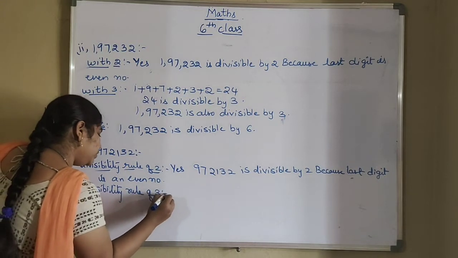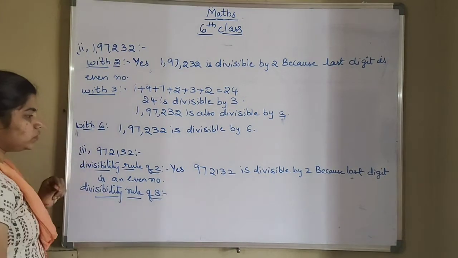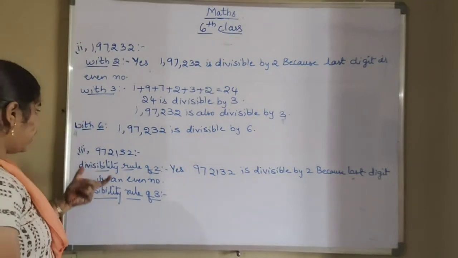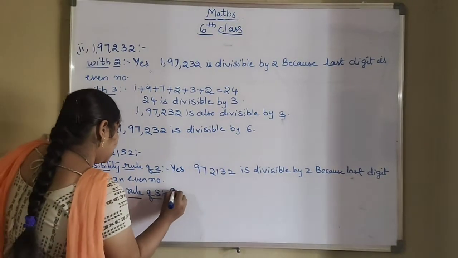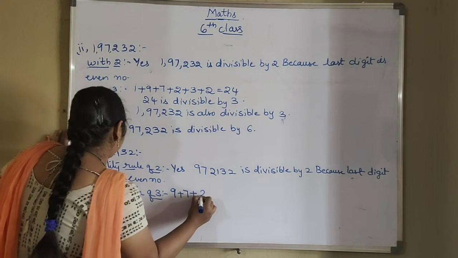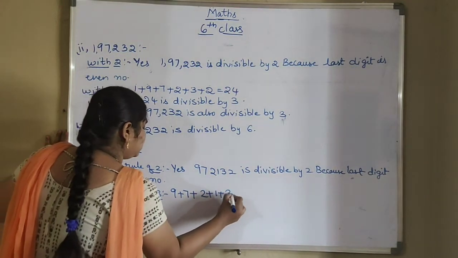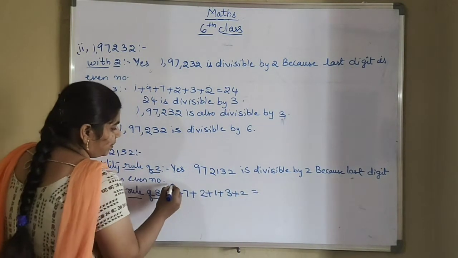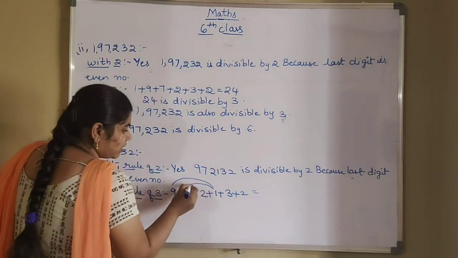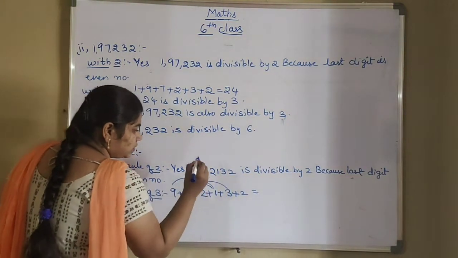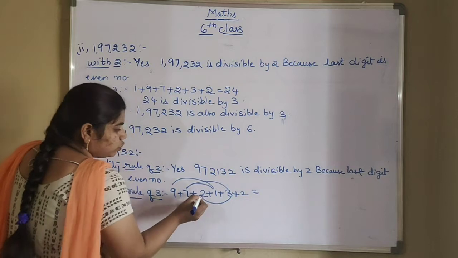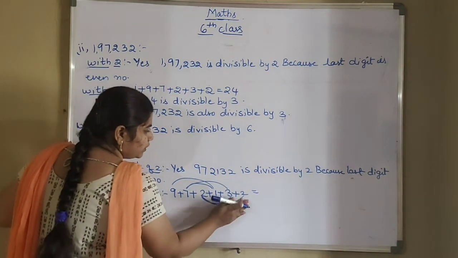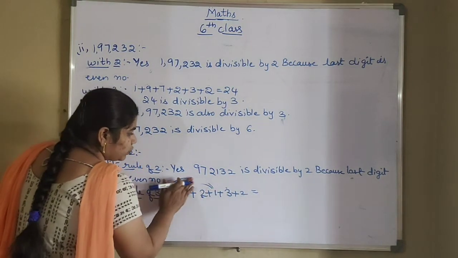Next, divisibility rule of 3. So I am checking with 3 now. So what is the divisibility rule of 3? Sum of all digits. We have to add all the digits. 9 plus 7 plus 2 plus 1 plus 3 plus 2. So 9 plus 1 is 10. 10 plus 7 is 17. 17 plus 3 is 20. 20 plus 2 is 22. 22 plus 2 is 24. So you got 24 again.